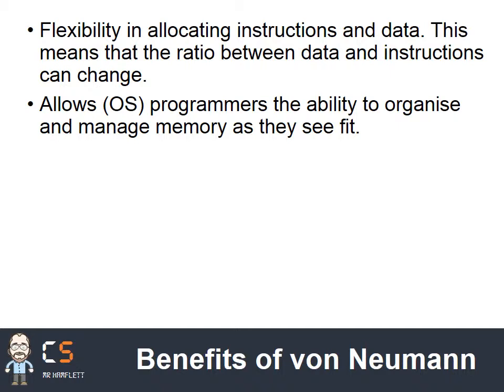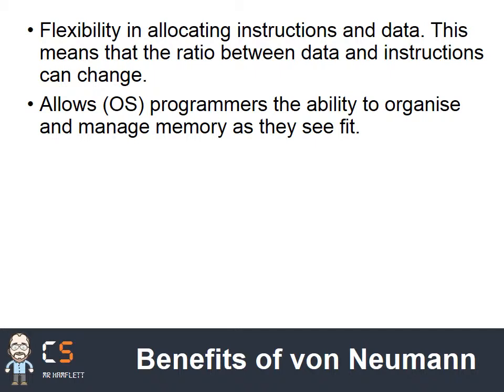So the benefit of von Neumann is we have flexibility to allocate instructions and data, which means that the ratio between them can change. Why is that such a big deal? Because we never know what's going to be running on the computer. It might be I suddenly open up a program which has massive amounts of data. Or I open up a program which has loads and loads of instructions in it. Because of the von Neumann architecture, it doesn't matter. I can have any ratio between those two things that I want.